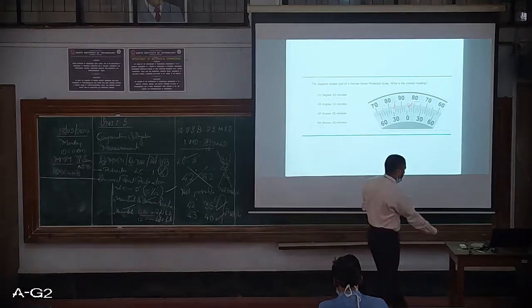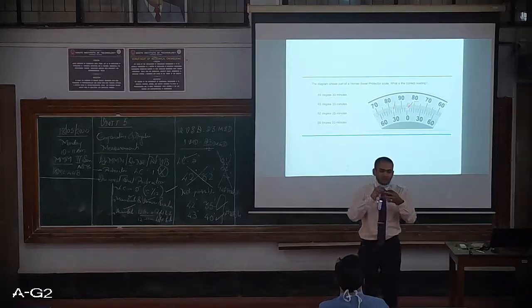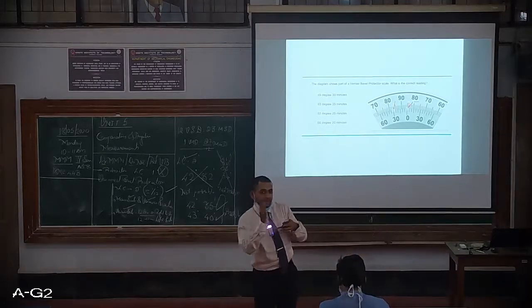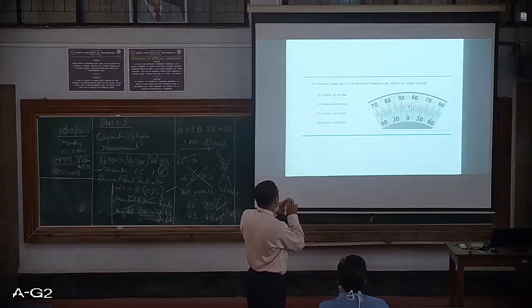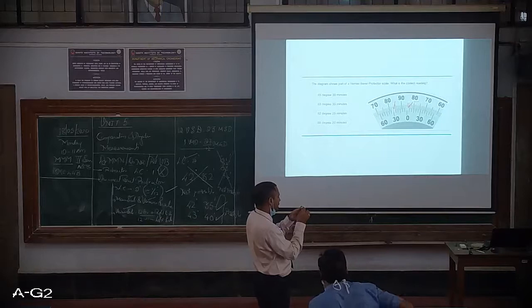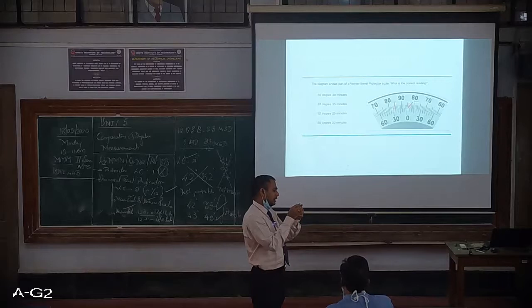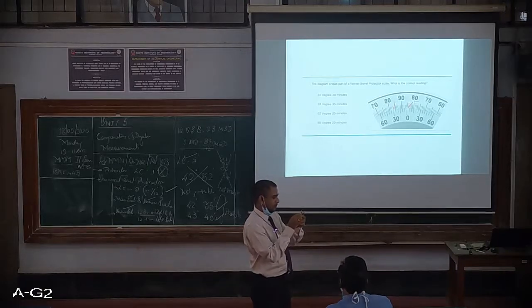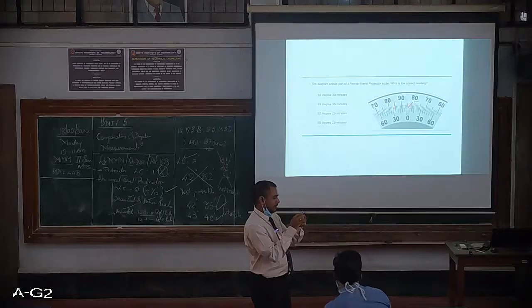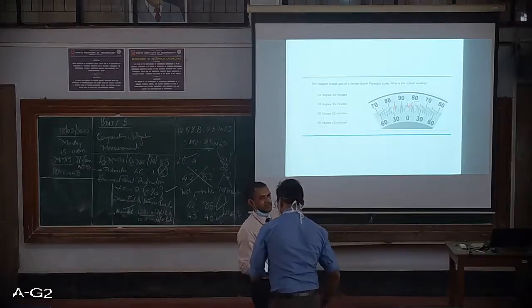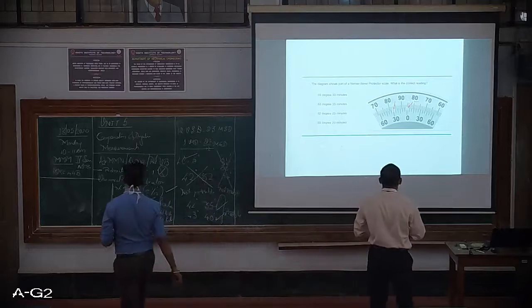So now I'll read out the value. I'm supposed to read from right to left. So this is 0, 10 and 18. 18 degrees, and the coinciding division is 45 minutes. I think, 45 minutes.